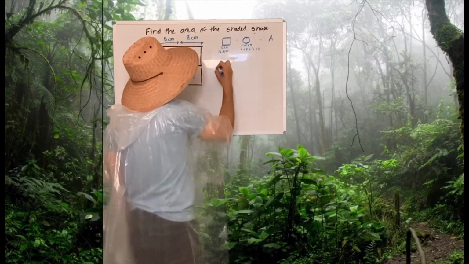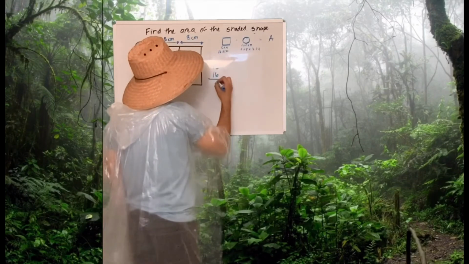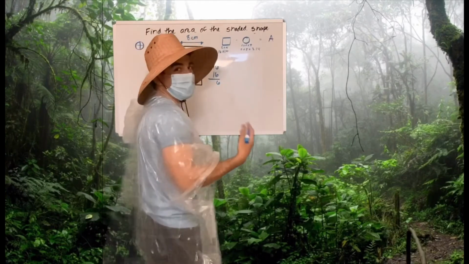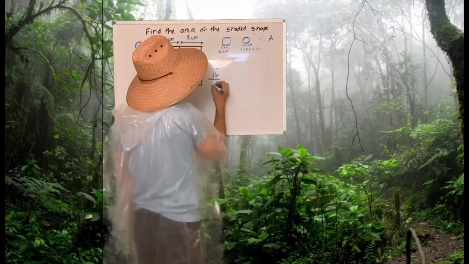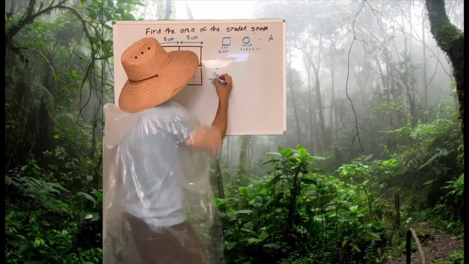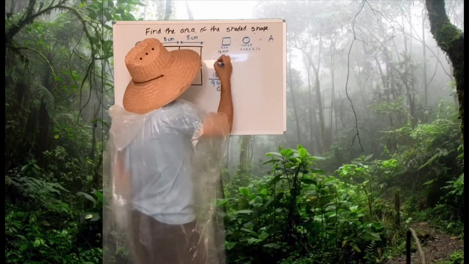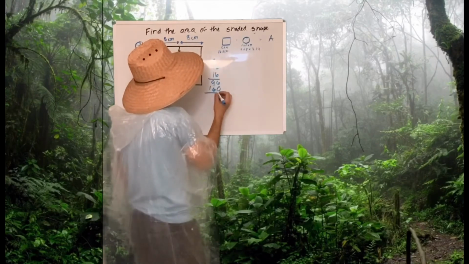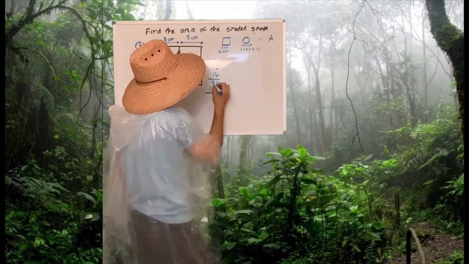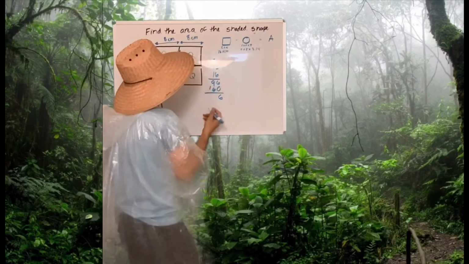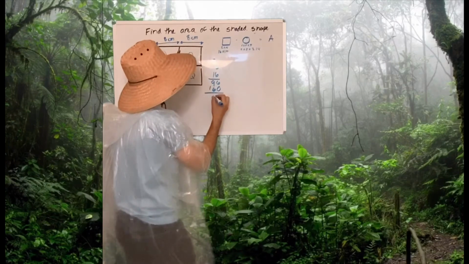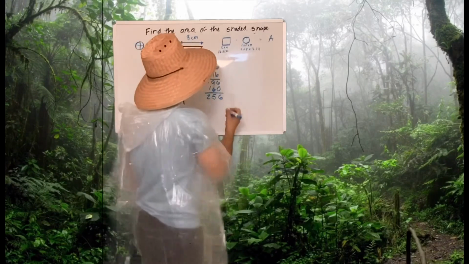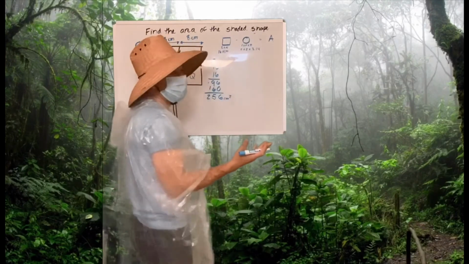16 times 16. 6 times 6 is 36. 6 times 1 is 6, plus 3 is 9. Then we're going to go ahead and put a placeholder, scratch out, and then just times by 1. 6 and 1, go ahead and add together. 9 plus 6 is 15. Carry the 1. You get 256. 256 centimeters squared, I should say.